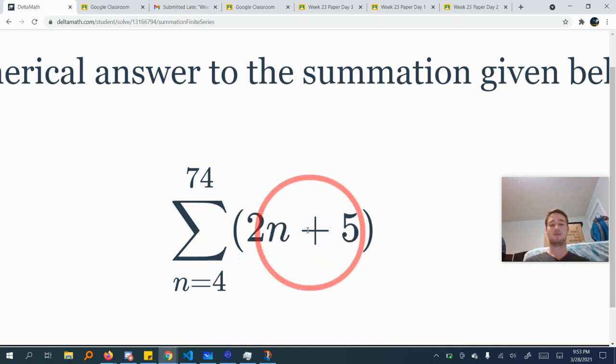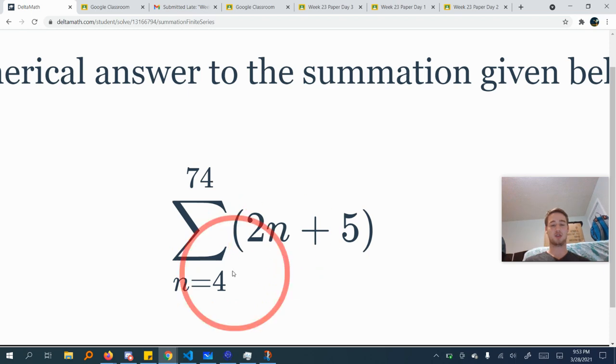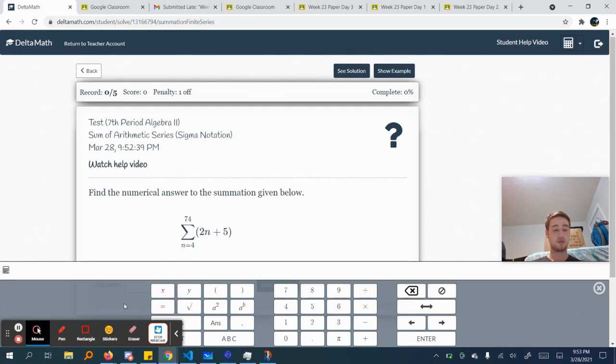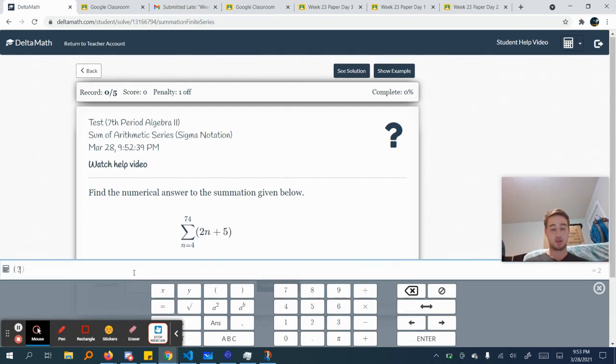We're going to sum this up for n is equal to 4, n is equal to 5, n is equal to 6, and every number up to 74. So that means we're going to do 2 times 4 plus 5, plus 2 times 5 plus 5, plus 2 times 6 plus 5, plus... okay, you've probably figured out by now, there's going to be a better way to do this.